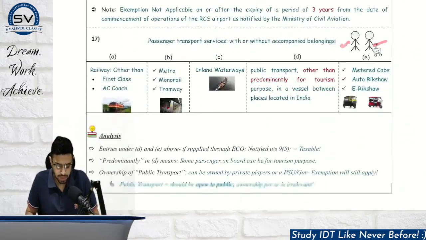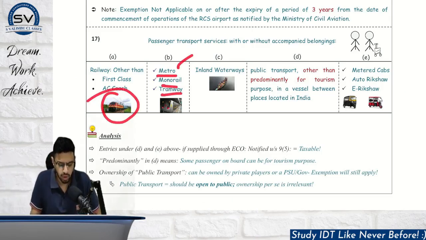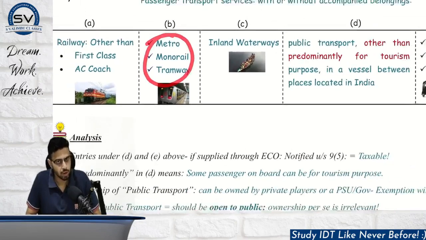These 5 exemptions exist. Point number 1, railway, other than first class AC. First class AC, again rich people travel, so GST is there. So railway, metro, monorail, tramway. Metro, Delhi metro, you know. Monorail, this is I think in Mumbai. Tramway, I think in Kolkata. So metro, monorail, railway, tramway, here also no GST.